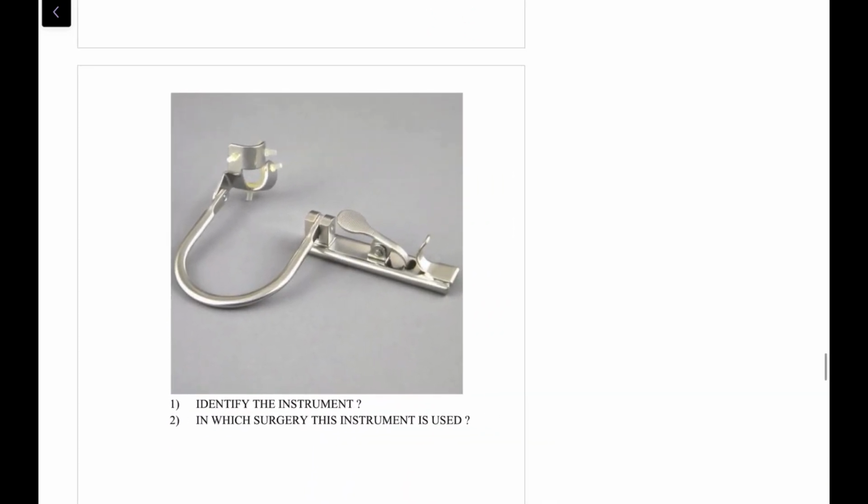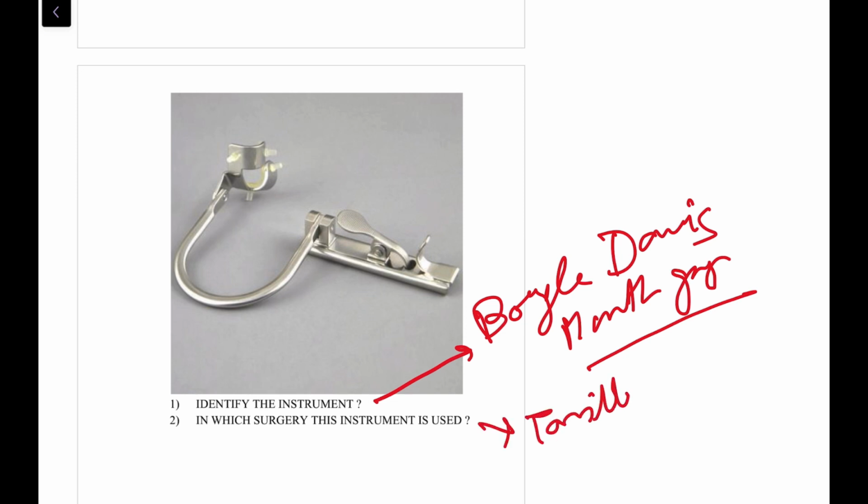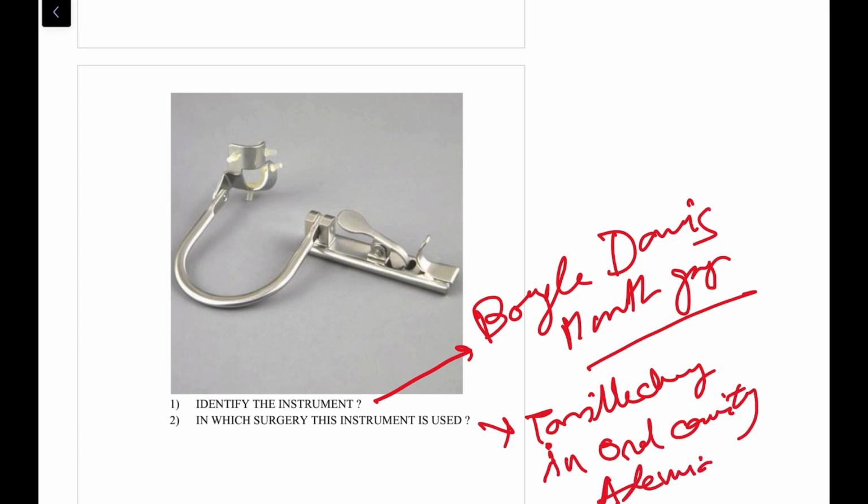Then coming to the next picture, to identify this instrument, this is a Boyle-Davis mouth gag. So in which surgeries? You can write tonsillectomy. It can be used in any surgery that you perform in the oral cavity, and even in adenoidectomy.